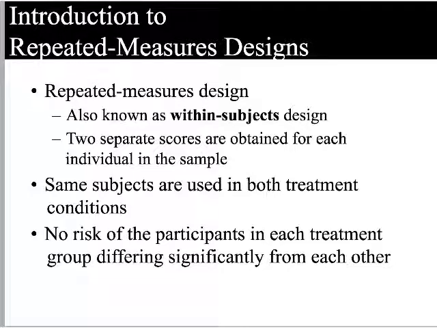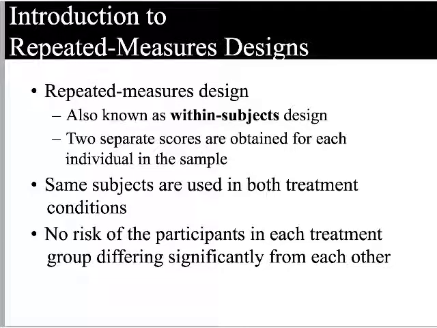So we call this within subjects because both samples of data are coming from within the same subjects. Two separate scores are obtained from each individual in the sample. Whereas in the previous design, the independent measures design, we had separate scores coming from separate individuals. Here we have separate scores coming from each individual in the sample. The same subjects are used in both treatment conditions, right? So there's no risk of the participants in each treatment group differing significantly from each other.